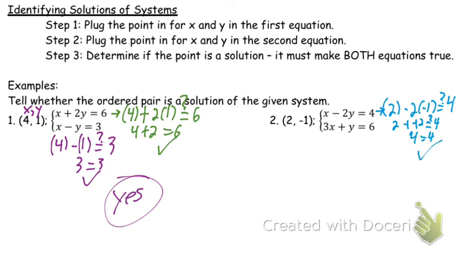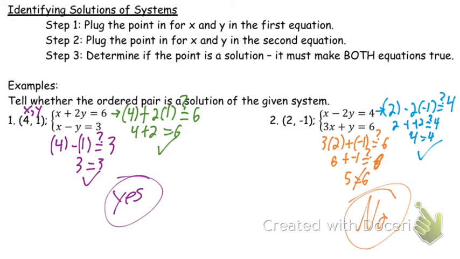Yep. And we do the other one. Lane, you got it? So you do 3 times 2 plus negative 1 equals 6. And what's 3 times 2? 6. 6 plus the negative 1 or 6 minus 1, they're the same thing. What is 6 plus the negative 1 or 6 minus 1? 5. Does 5 equal 6? No, it doesn't. So is this a solution to the system? Nope.